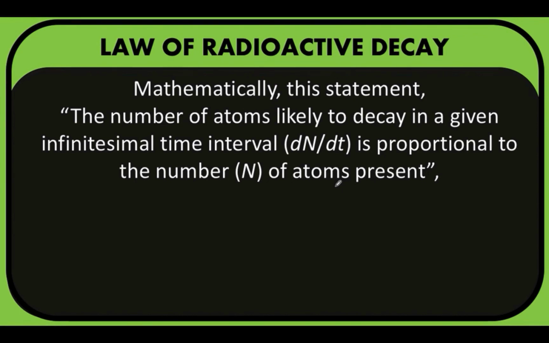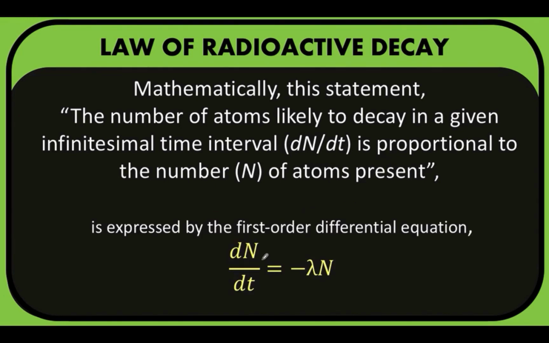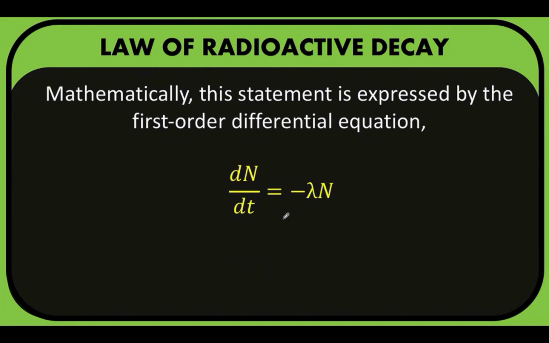We now write this statement this way. The number of atoms likely to decay in a given infinitesimal time interval, written as dN over dt, meaning the derivative of N with respect to t, is proportional to the number of atoms present. So the number of atoms present times a certain constant. And we let that constant be lambda. But since our rate of change represents decay, our sign here must be negative. So we now have this first order differential equation: dN over dt equals negative lambda times N. Let's analyze this differential equation.